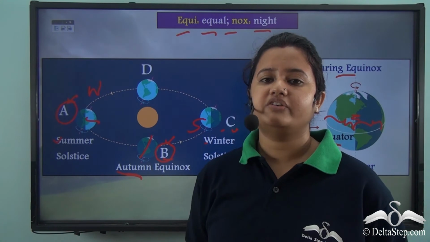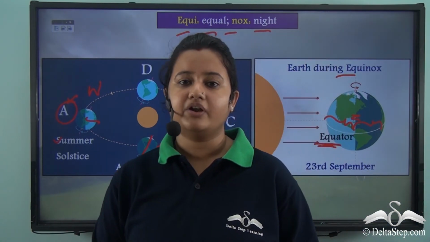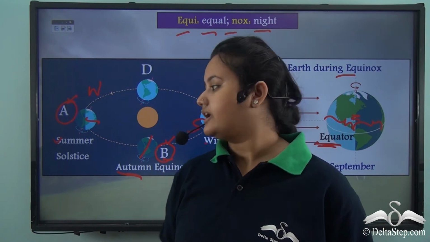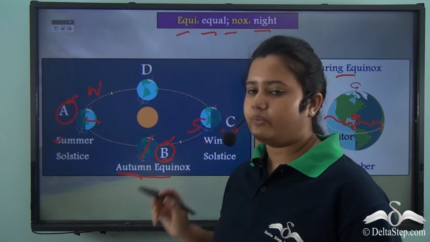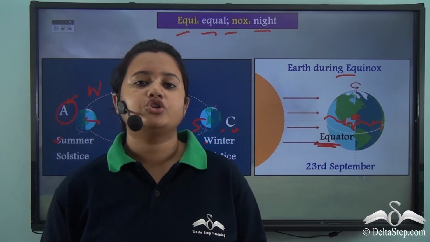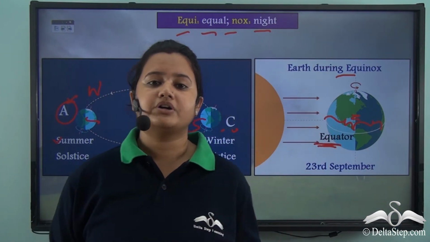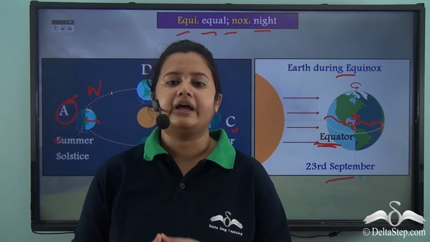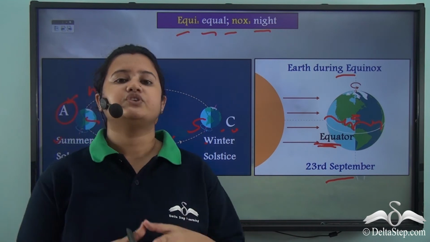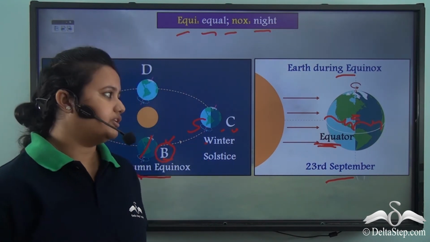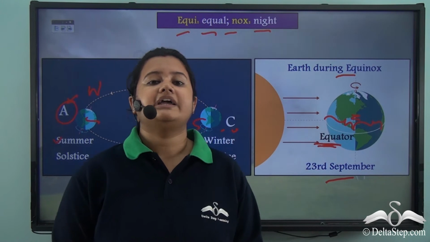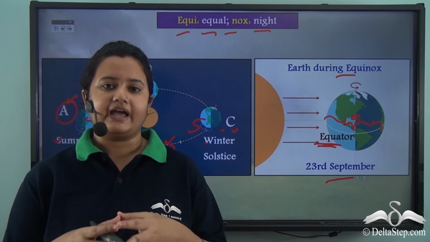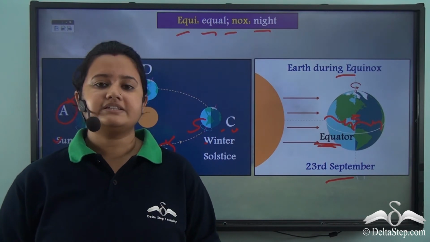Now, since we always consider the northern hemisphere while naming these phenomena, this phenomenon is also known as autumn equinox. Now, autumn equinox occurs on a particular day, that is on 23rd of September. And on this day, the sun, as we just discussed, is vertical over the equator. Now, it is also known as equinox because the duration of day and night are equal on this day.